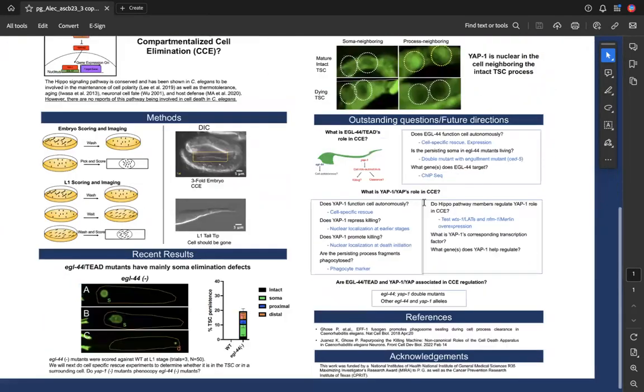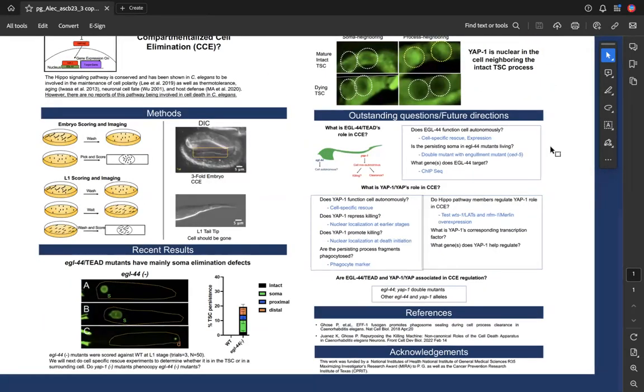Some of our future outstanding questions are: does AGL44 function cell autonomously? To look at this, we will perform cell-specific rescue and look at the expression. Other outstanding questions that we have are: what is the role of YAP1? What is the role of YAP1 in CCE?